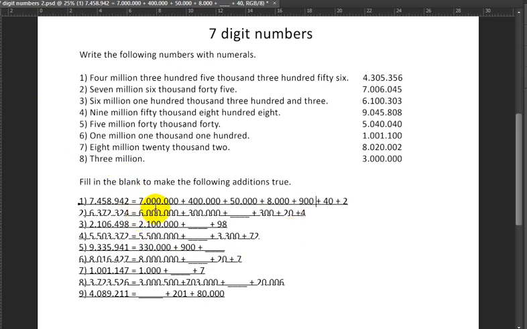Next up, we have 6,300,324, and we want to make 6,372,324. Now, we have the 6 million, we have the 300,000. We do not have the 70,000 or the 2,000, and we do have the 324. So we're missing this 72,000. That's what needs to go here. 72,000.